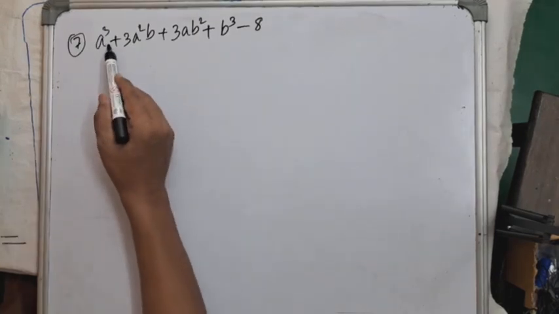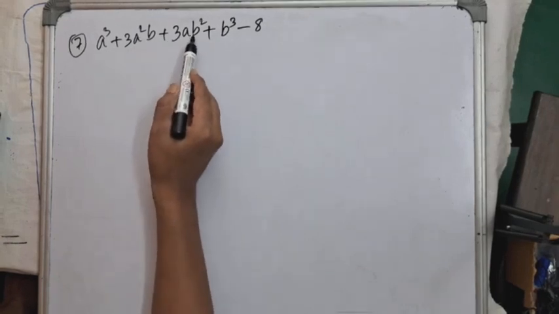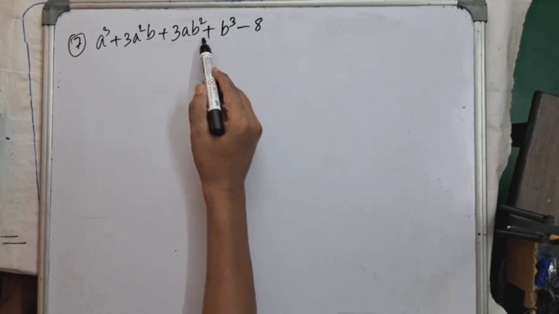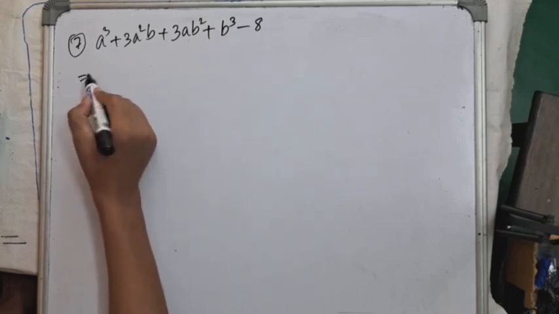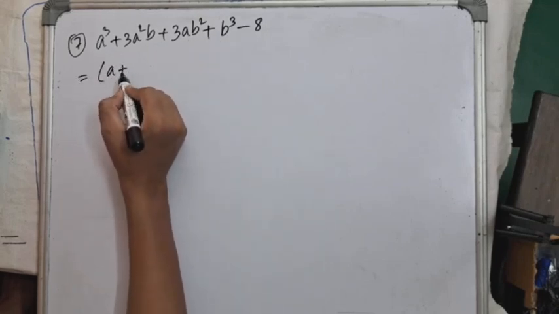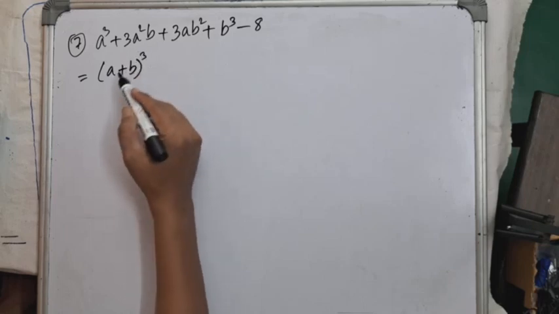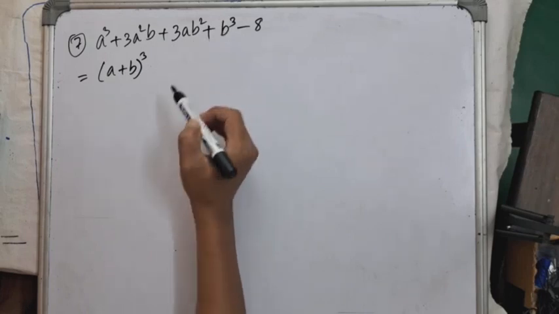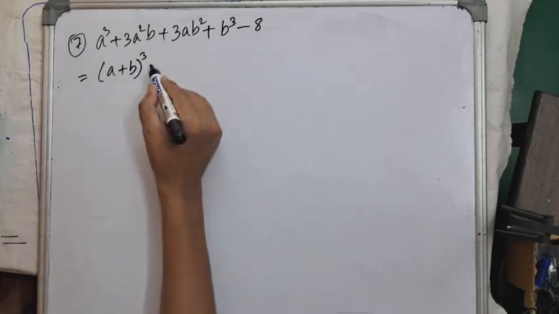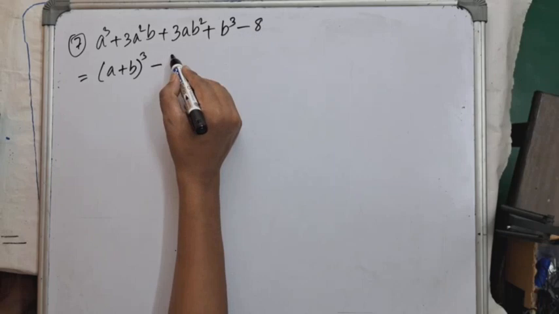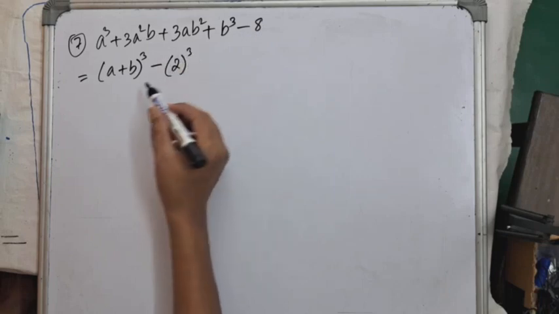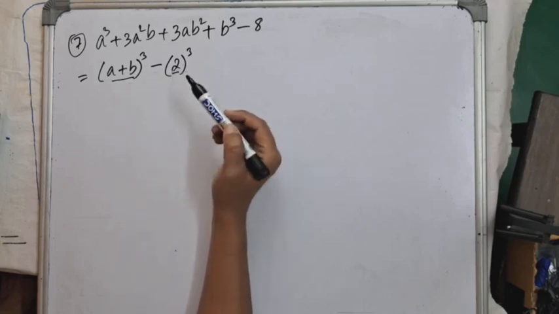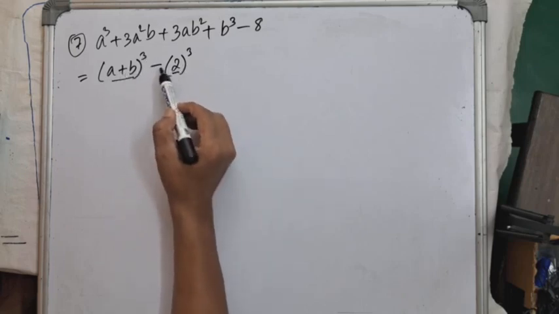So we have a cube plus 3a square b plus 3ab square plus b cube. A cube plus 3a square b plus 3ab square plus b cube means a plus b whole cube, isn't it? This is a plus b whole cube. A plus b whole cube is a cube plus 3a square b plus 3ab square plus b cube. This minus, we write 8 as 2 whole cubed. Now this a plus b we assume as a and 2 we assume as b. A cube minus b cube.